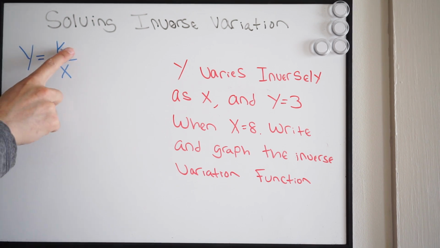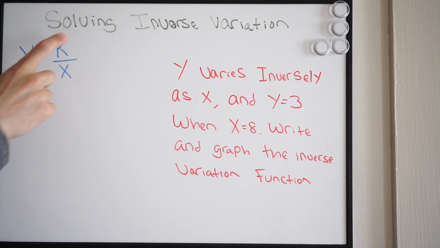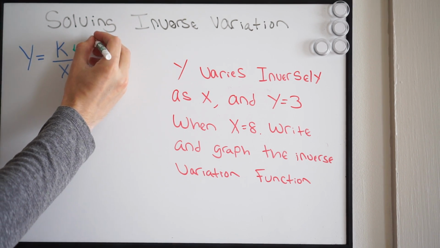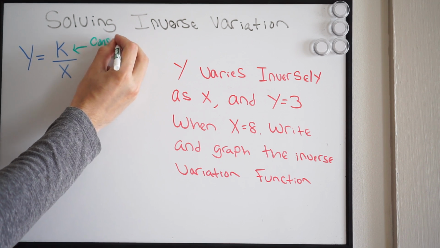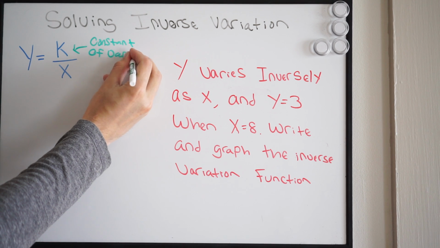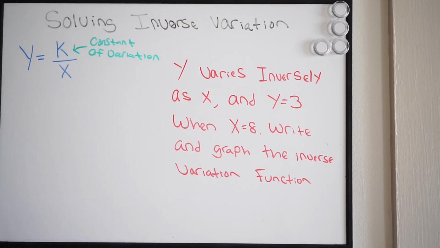And notice I still have my k here, which is our constant of variation. So we'll just write that in again. K is our constant of variation. So the same concept applies here. We just need to plug in our values into the variables. So this is the equation we're going to be using for inverse variation.